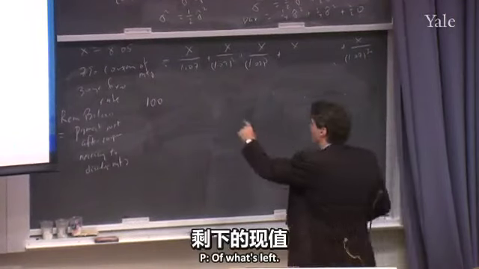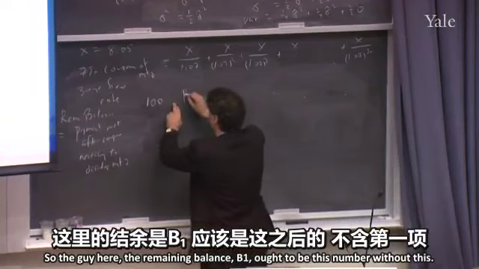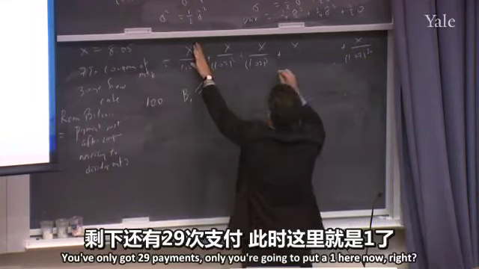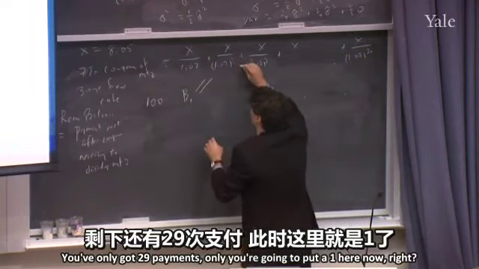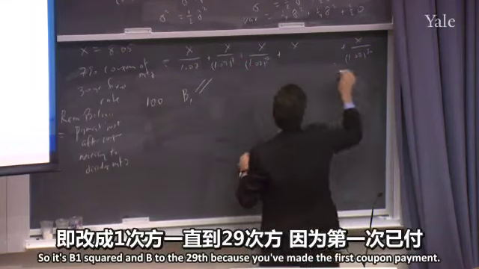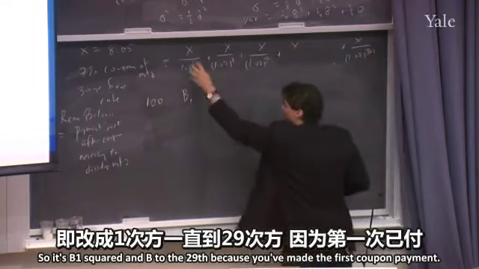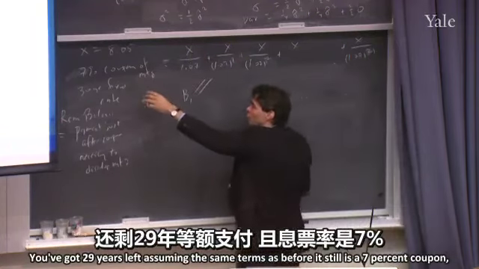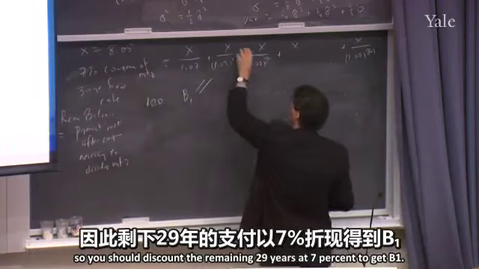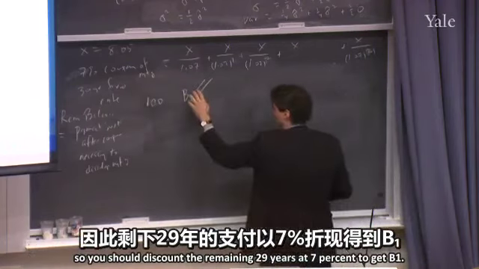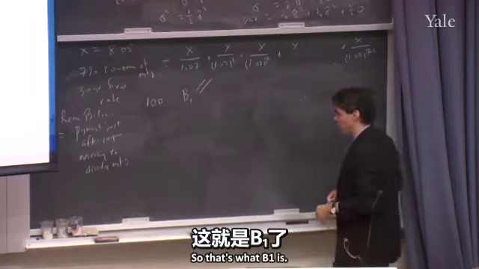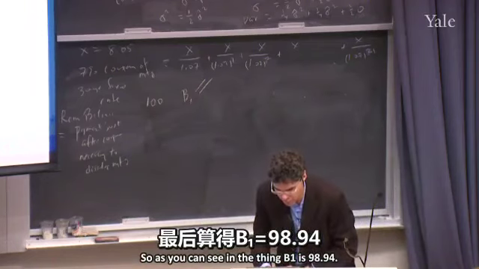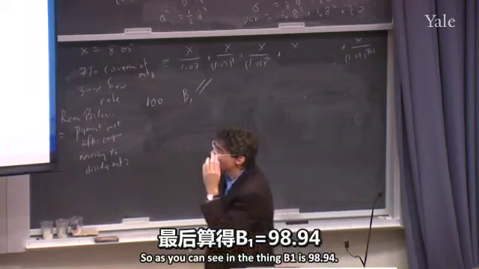Of what's left. So the remaining balance, B1, ought to be this number without this. You've only got 29 payments now, so it's B1, B squared, and B to the 29th, because you've made the first coupon payment. You've got 29 years left. Assuming the same terms as before, it still is a 7% coupon, so you should discount the remaining 29 years at 7% to get B1. So that's what B1 is. As you can see, B1 is 98.94.